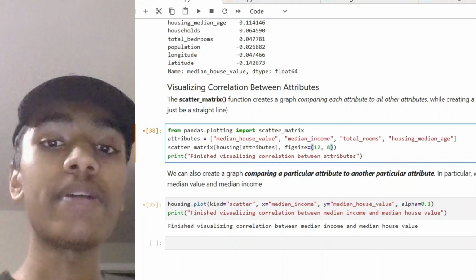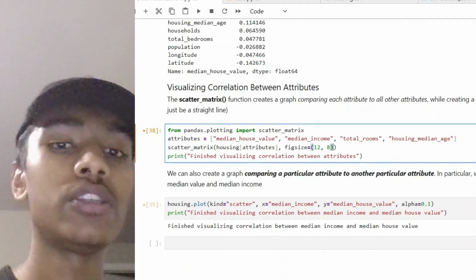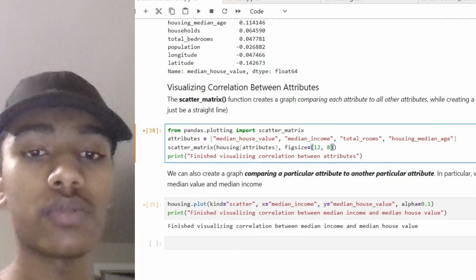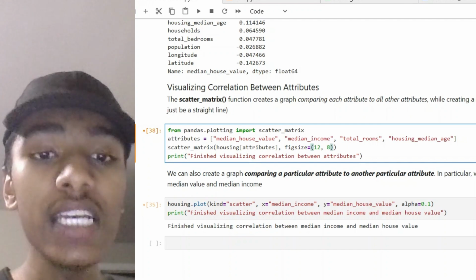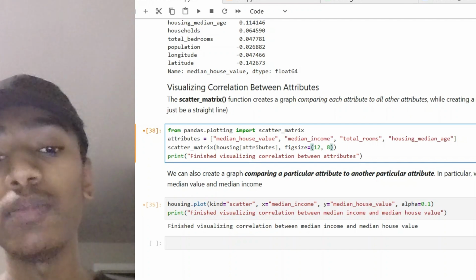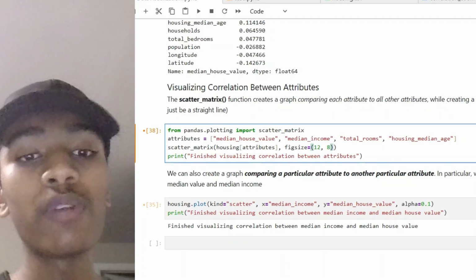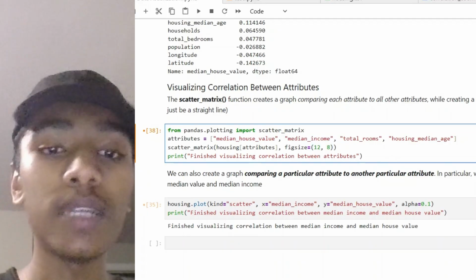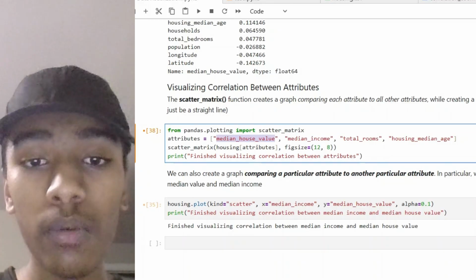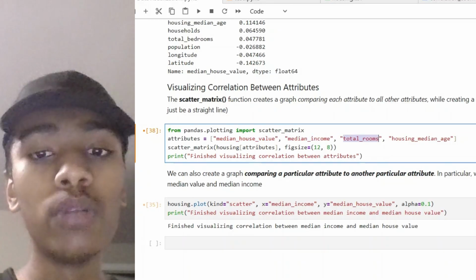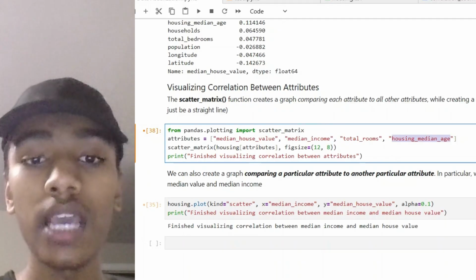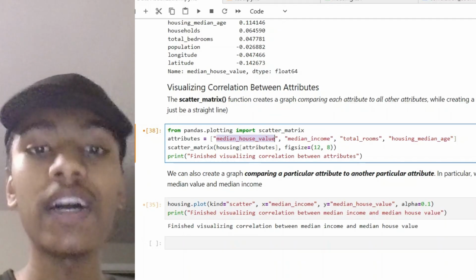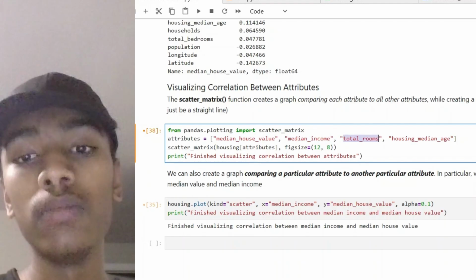Now keep in mind here, how many graphs are we going to generate? If our goal is to compare each attribute to all other attributes, we have roughly 4 attributes, right? And so if we're going to compare each attribute to every other attribute, including that attribute, well, we're going to have 16 graphs that are generated. So for median house value, we'll have a graph comparing median house value to median house value. We'll compare it to median income, to total rooms, to housing median age. And then for median income, we'll compare it to median house value, to median income, to total rooms, to housing median age.